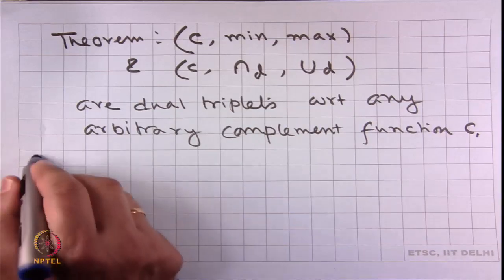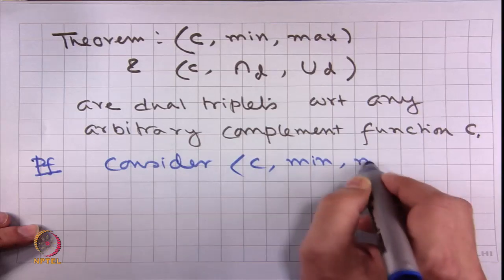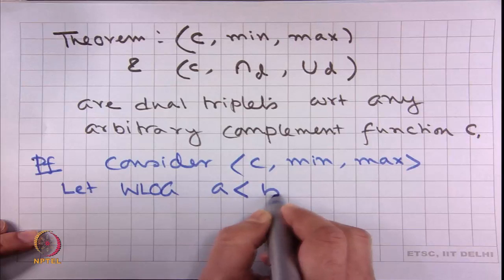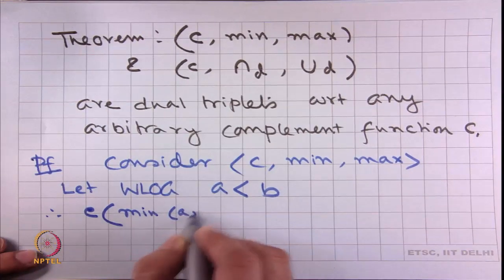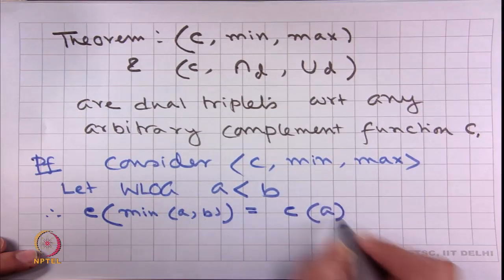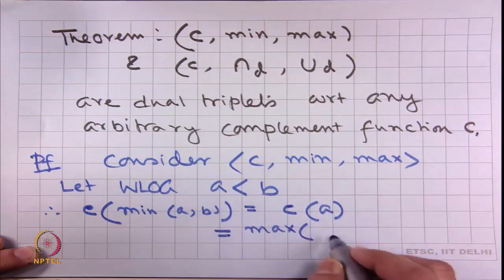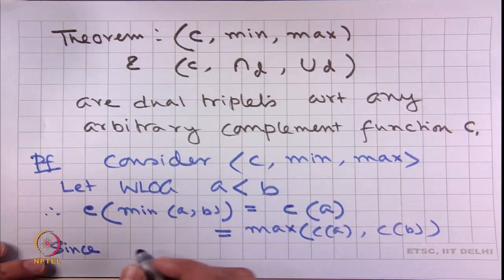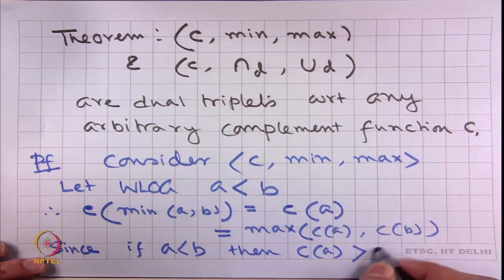Proof: consider C mean max. Let, without loss of generality, A less than B. Therefore, C of mean of A B is equal to, since A is less than B, the same as C of A, which is equal to maximum of C of A and C of B, since if A less than B, then complement of A is greater than complement of B.